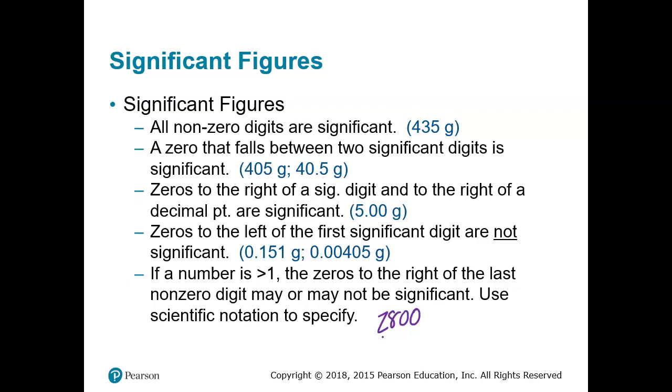Well, if they're both significant, I can put a decimal point at the end. That would indicate that they're all significant. But what if only one of them is significant? This is where scientific notation comes in. Scientific notation would allow us to say, okay, those 3 digits are significant, but the fourth one isn't. 2.80 times 10 to the third. 3 significant figures, as opposed to 4.